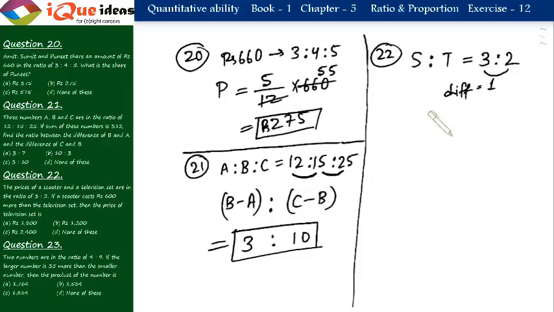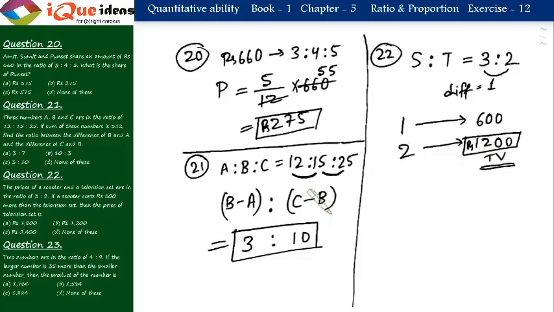Now this 1 is given equivalent to 600. That's what the question said: if the scooter costs rupees 600 more than the television, then the price of television is... Here the difference of 3 and 2 is 1. 1 is equivalent to 600. Then we need to find what 2 is equivalent to. I think it's a very easy question. 1 is equivalent to 600, so 2 will be equivalent to 1200. So the price of the television set is 1200 rupees. Alright, so this is a very beautiful question.